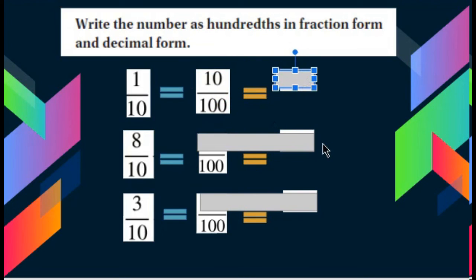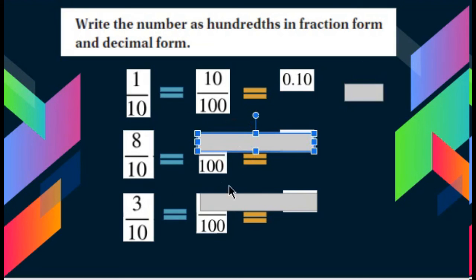10/100ths. What would that look like in decimal form if we were to write our hundredths out in decimal form? 0.10 or 10/100ths. Nice job. How about if we were to move to 8/10ths? What would the equivalent be in hundredths? Think about it, get it in your head, write it down. How many hundredths would be the same as 8/10ths? Let's see if you got it.